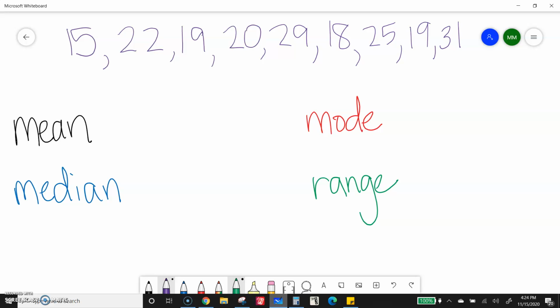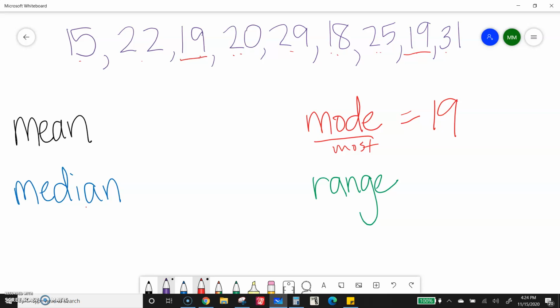Okay, so here's our numbers. You can start with any of them that you want. Some of you might want to start with the mode because you're like, mode, I got that. That one's easier. So remember, that's what shows up the most. So I can say, okay, what do I have more than one of? Okay, I have two 19s. Do I have more than one of anything else? No. So then my mode is 19. Look at that. 1 down, 3 to go.